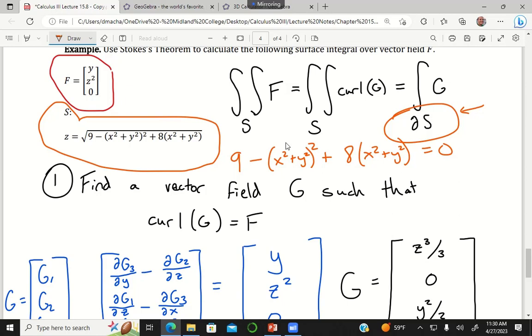What is x squared plus y squared, though? Yeah, that's r squared. So I don't really have to think about the x's and the y's separately, because every single time those appear, they appear as x squared plus y squared. So we can simplify that equation by switching to polar coordinates, and I get 9 minus r to the 4th plus 8r squared equals 0.